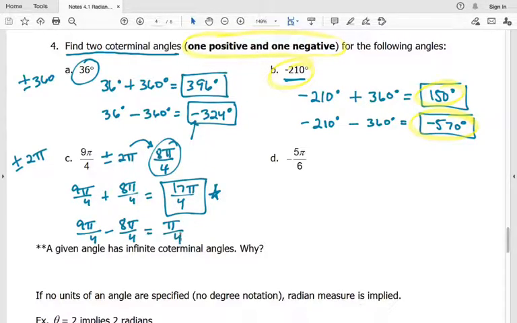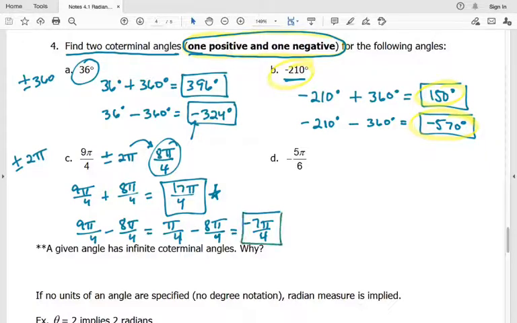Now that is a coterminal angle to 9 pi over 4, but again, my directions up here said to get one positive and one negative. I've already found a positive with that 17 pi over 4. I found another positive with pi over 4. I need a negative, so I'm going to subtract again. It's like I've gone around the circle one more time. When I do that, I get negative 7 pi over 4. So that would be an example of a negative coterminal angle.